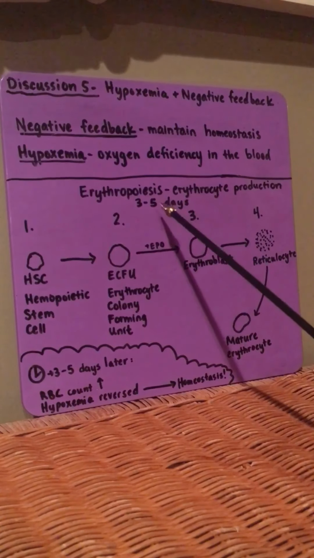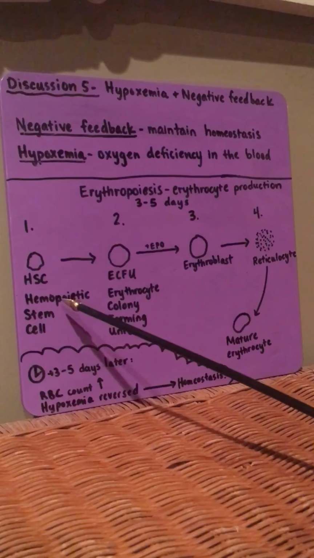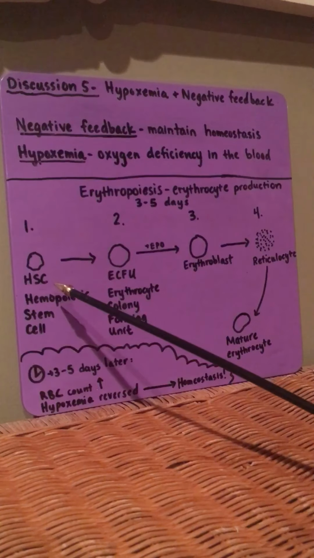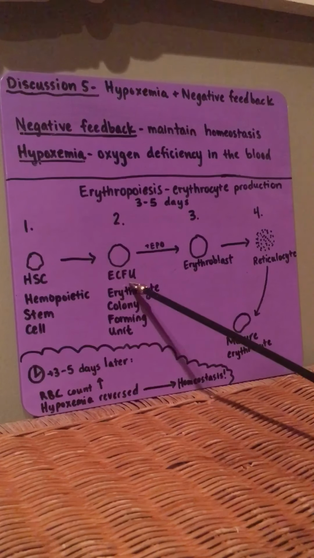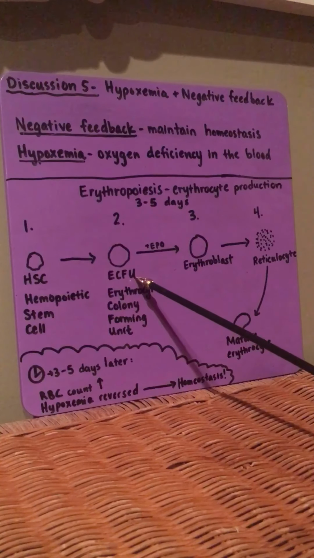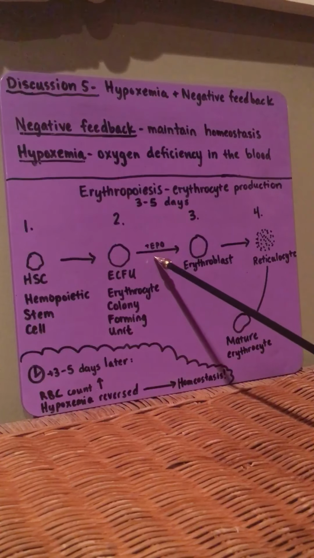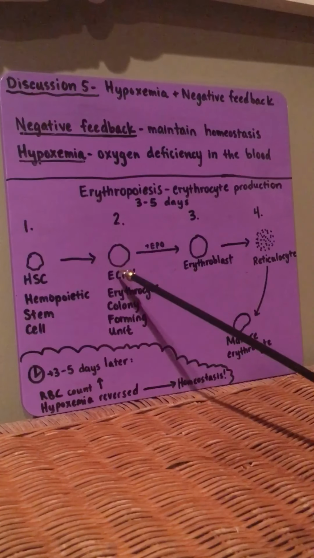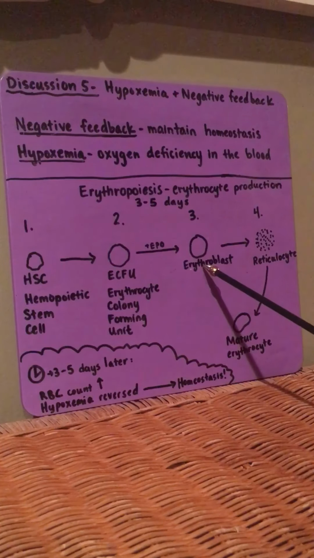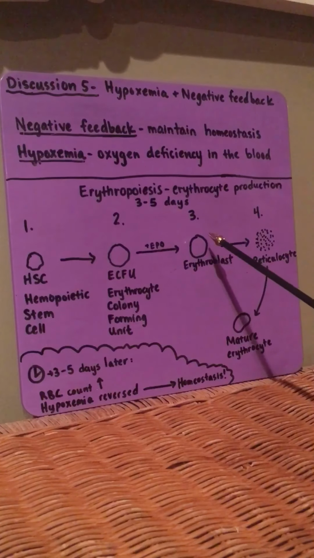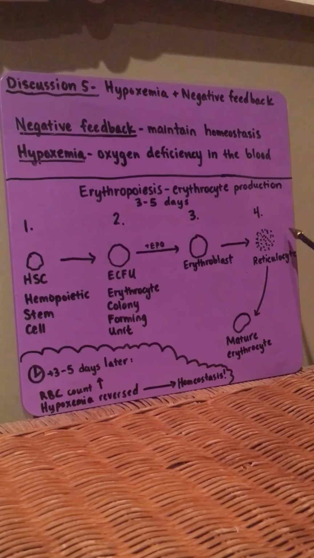Erythropoiesis takes about 3 to 5 days and has 4 major stages. In the first stage, a hemopoietic stem cell, or HSC, becomes an erythrocyte colony forming unit, or ECFU, which has receptors for the EPO hormone secreted by the kidneys. EPO stimulates the ECFU to transform into an erythroblast. Erythroblasts multiply and synthesize hemoglobin. When this task is complete, the nucleus shrivels and is discharged from the cell.